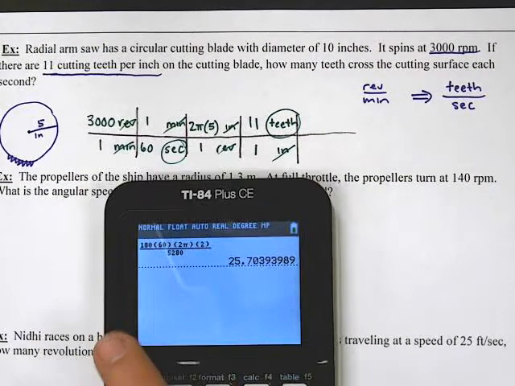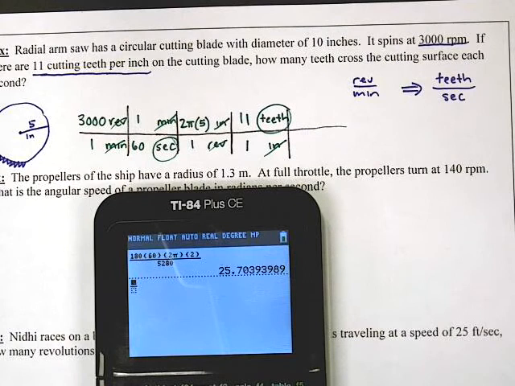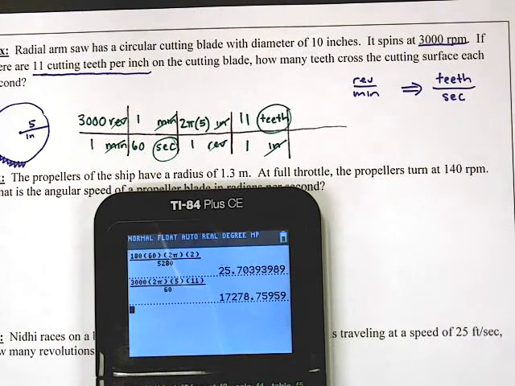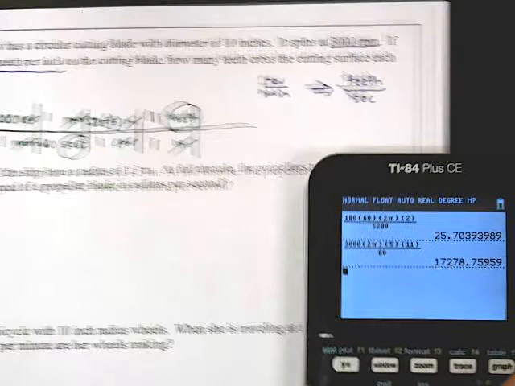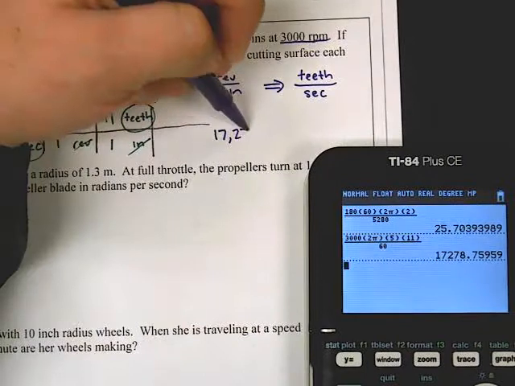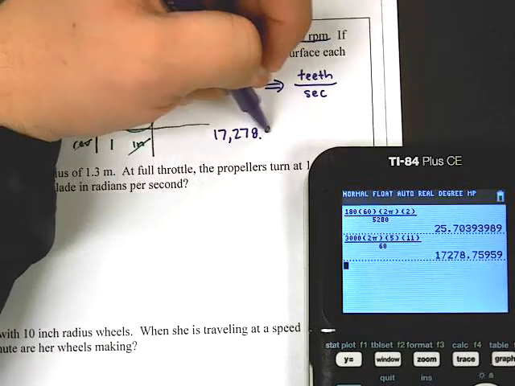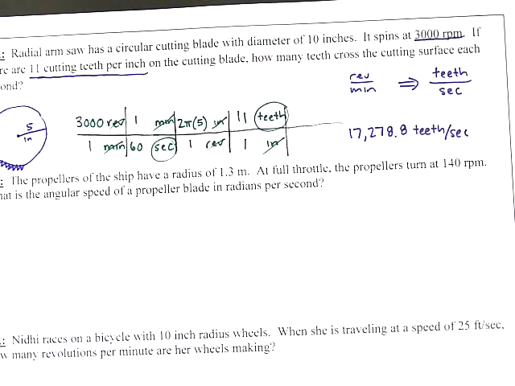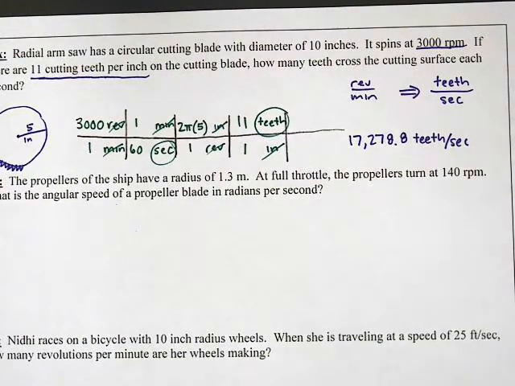When we do that, alpha y equals, so 3,000, 2 pi, 5, 11. I think that's all good, right? 3,000, 2 pi, 5, 11, good. And when we go down the denominator, just 60. Enter. So we finish up by writing 17,278.8 teeth per second. Cool. I think that looks good. Alright, let's move on to the next one.